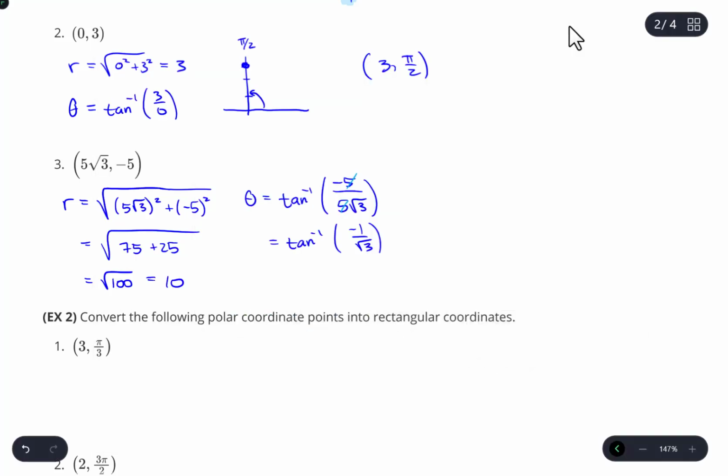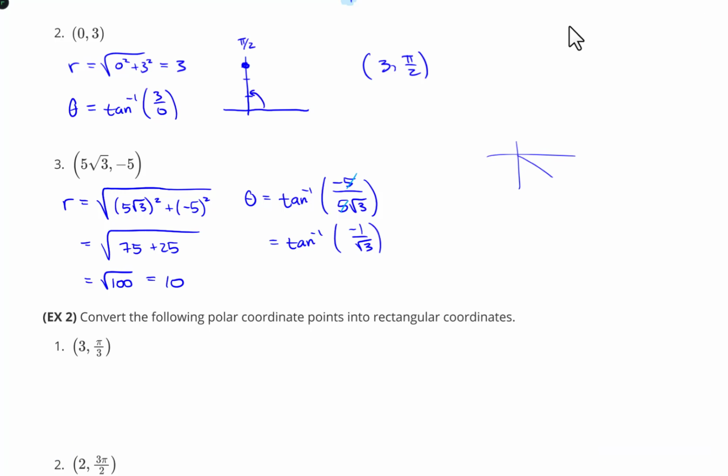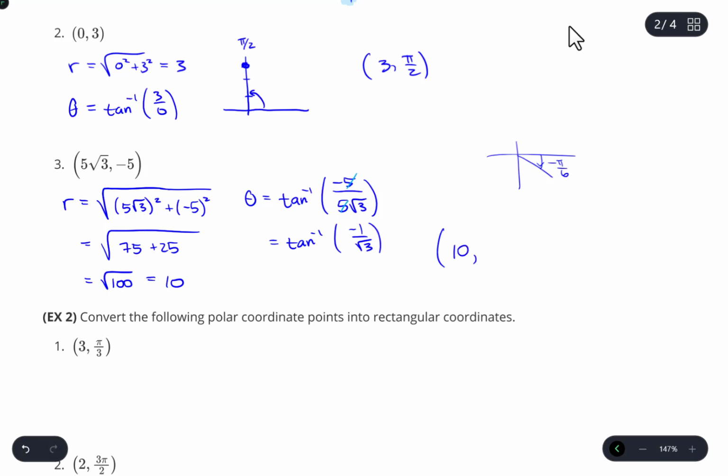Here's the thing. 5 root 3, -5, so that's going to be over here, positive on the x, negative in the y. So that is in quadrant 4. But we don't want to answer with -pi over 6. We want to give a final answer in terms of 0 to 2 pi. So we're going to answer here with radius of 10, and then if we take -pi over 6 plus 2 pi, that will put it in the range that we want. So that would be 12 pi over 6 minus pi over 6, or 11 pi over 6.